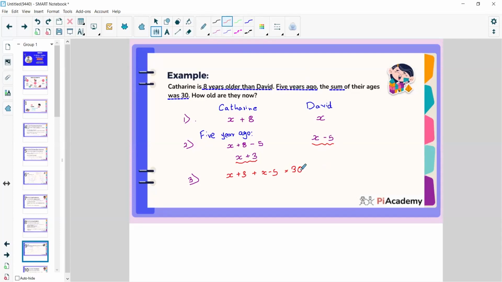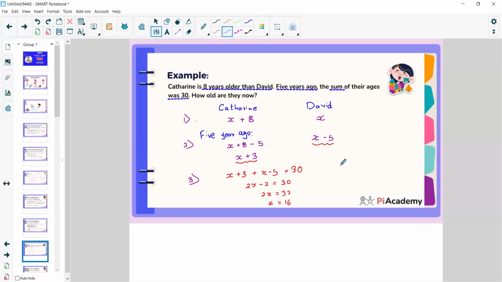Now what do I need to do? I just need to solve this equation for X. So what is X plus X? 2X plus 3 minus 5 is minus 2, equals 30. So how much is 2X? This is 32. Again, the value of X is 16. Okay. So what is the value of X? 16. What does this mean?